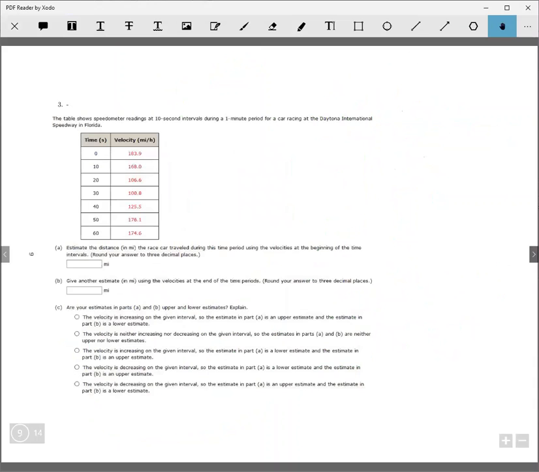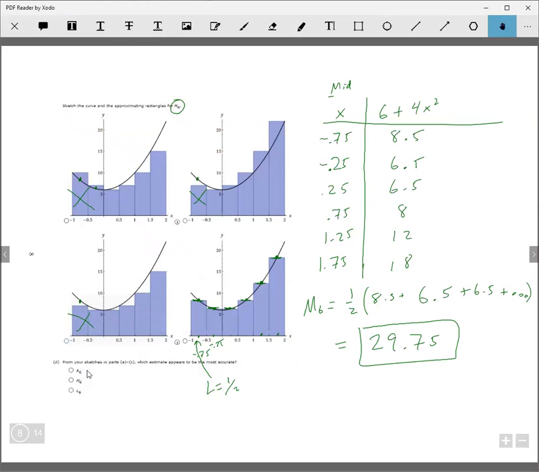Okay, then the last one, they're asking a kind of interesting question, and that is right here, part D. From your sketches, which estimate appears to be the most accurate? Okay, so let's look at these.